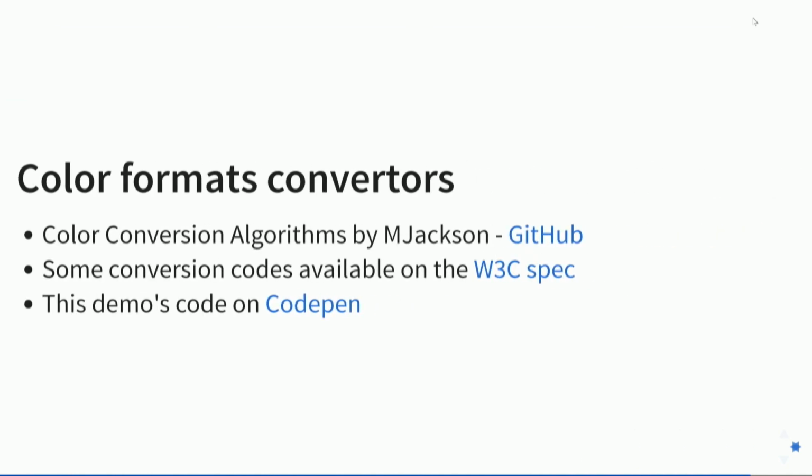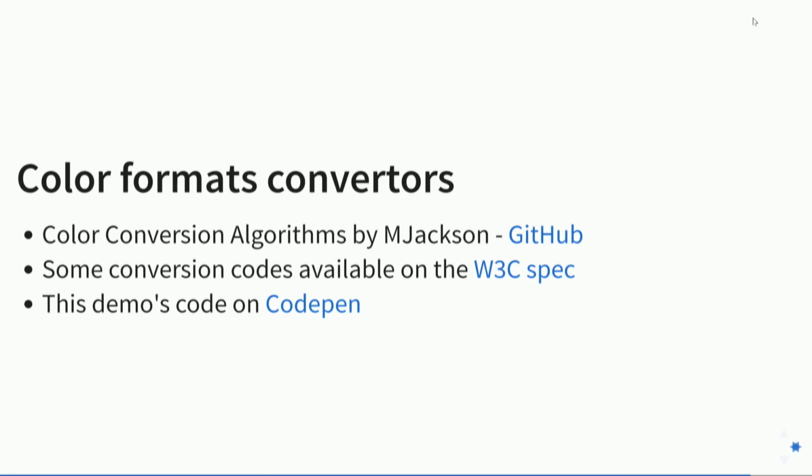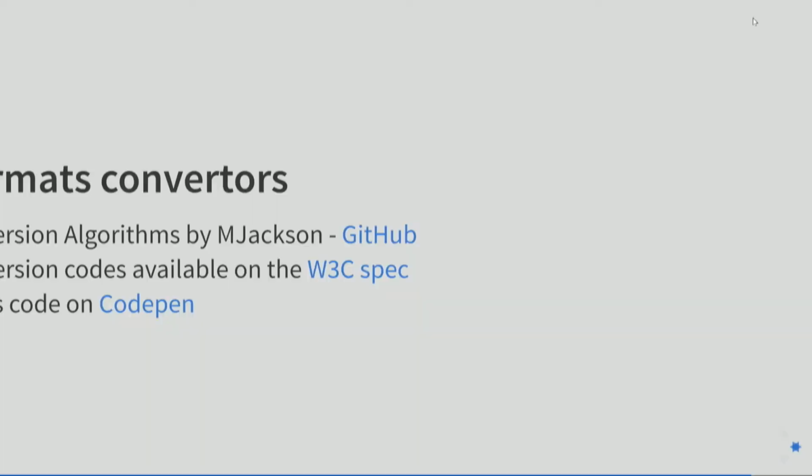So if you want to go and look for color converters, you can go to GitHub by M. Jackson. There is one really cool color converters in JavaScript from RGB to HSL and the other way around. They are really useful to do this. Also, there are some codes available in JavaScript in the W3C CSS Color 4 spec, so you can find them there too. And then later you can also check out this demo and find the converter.